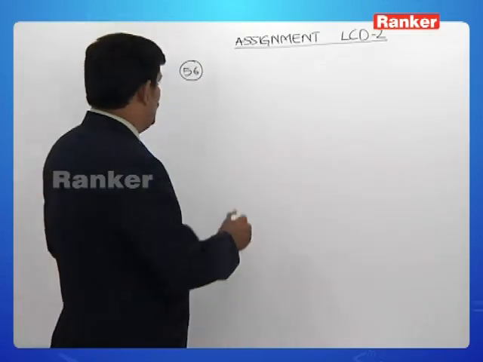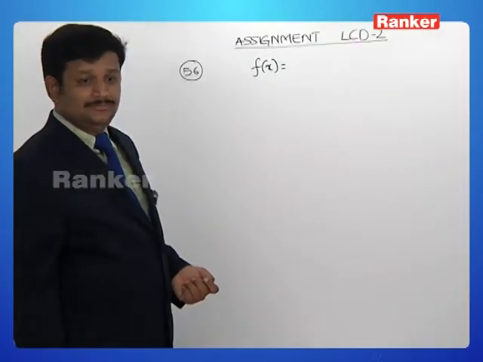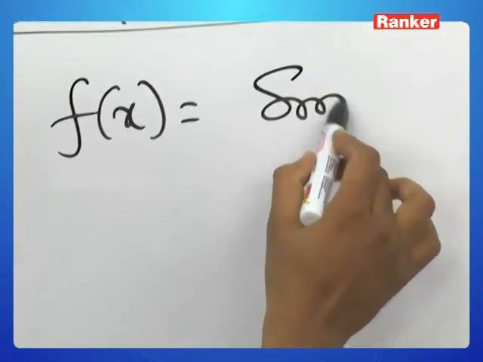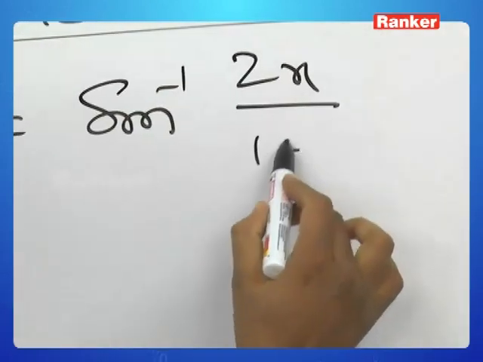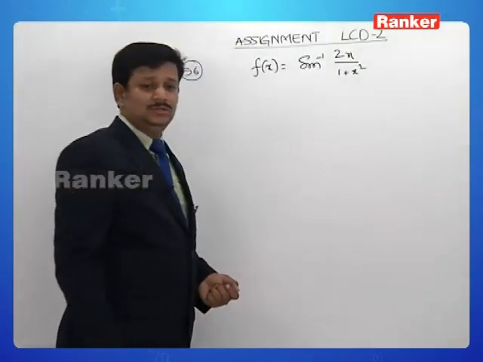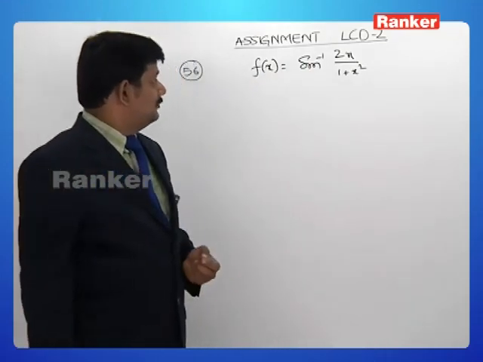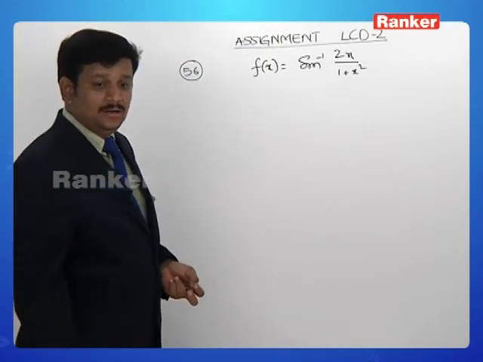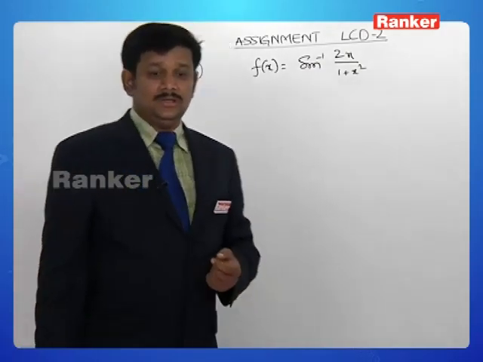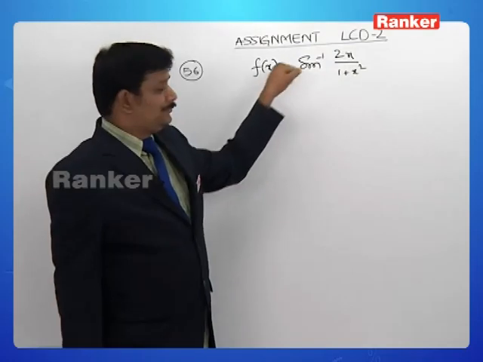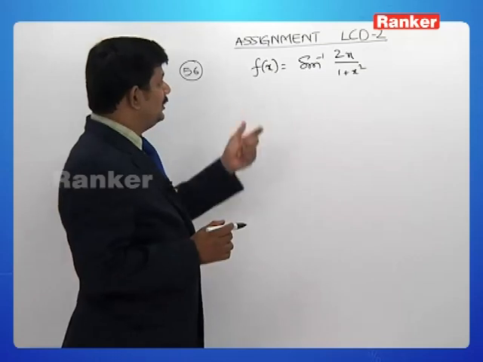Let us see. We are talking about differentiability of the function f of x is equal to sin inverse of 2x by 1 plus x square. We are talking about derivability of the function about 1 and about minus 1. So if you look at the options, we are talking about differentiability of the function in the neighborhood of 1 or minus 1. So let us look at the derivability at 1.